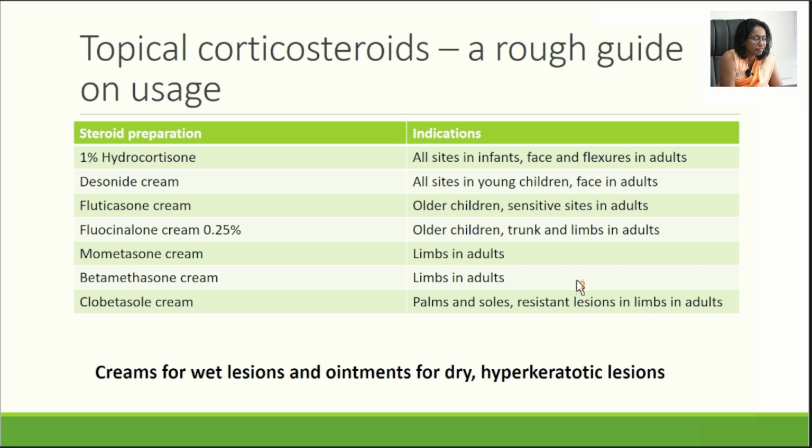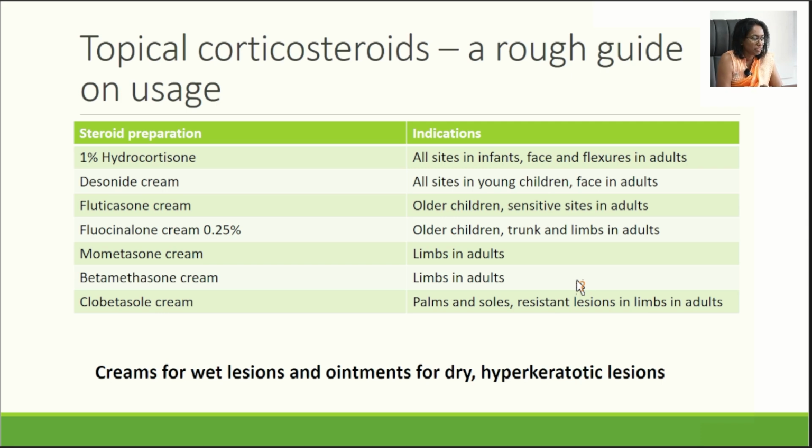I think out of these three, mometasone, betamethasone and clobetasol, betamethasone is the least abused. Right? And clobetasol, for your purposes, is only for the palms and soles in anybody. Nowhere else. And resistant lesions in the limbs in adults, not for children. Yes, there are instances where a dermatologist will use clobetasol in a child. I mean, please reserve those for us, right?